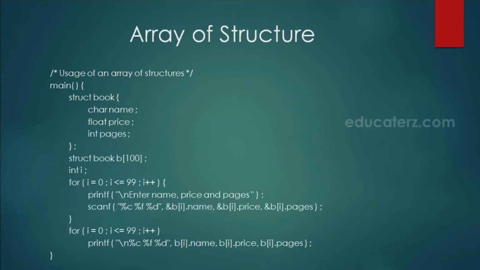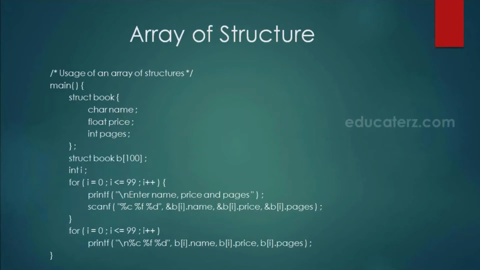Now just like other variables, we can have an array of structure also. The way we used to have an array of float, integer, character, we can have an array of structure. Here in this example you can see this is the structure, struct book, which has name, price and pages. Now for this structure, we have an array of 100 book elements. We can take the values for all these elements using a for loop, read and display the values, and using the dot operator, we can access the value.